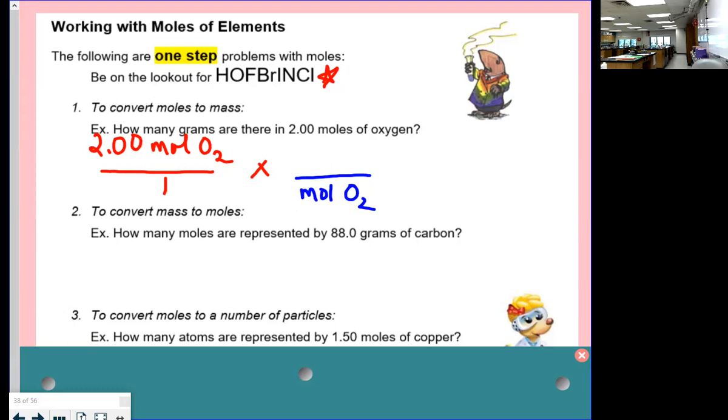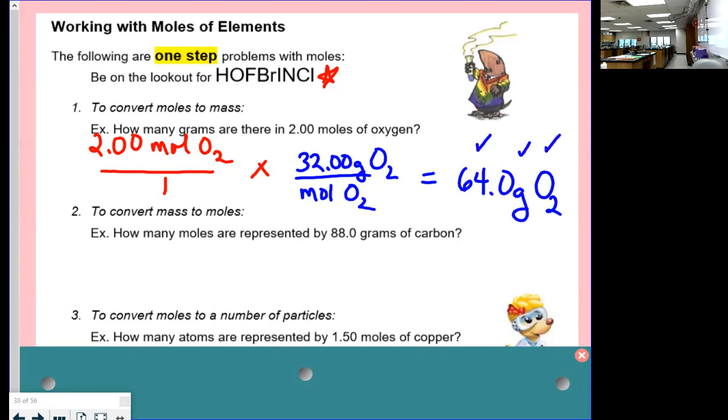Now it's O2. So the periodic table says an atom of oxygen is 16 grams per mole. So this is going to be 32 grams of O2. Number, unit, chemical. When you multiply that, it equals 64.0 grams of oxygen. Number, unit, chemical, in your answer to correct sig figs.